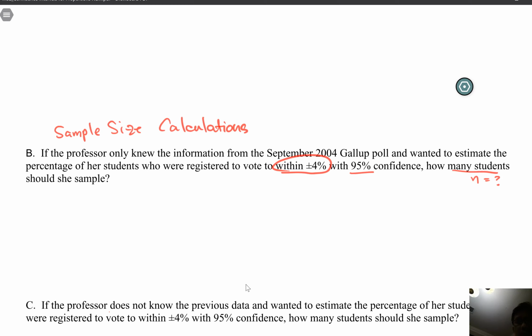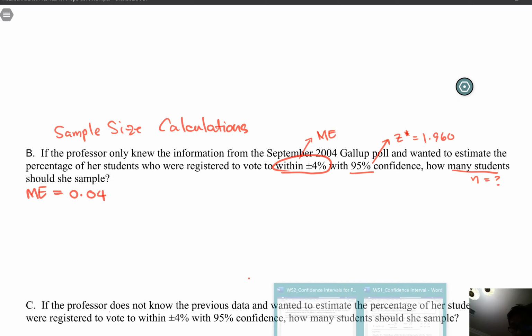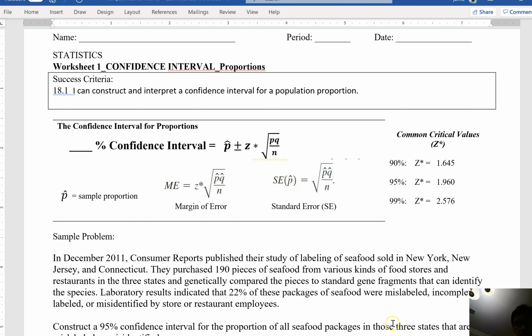This plus minus 4%, this is your margin of error. And then this 95% confidence, you are going to use a z-crit of 1.960. Okay, so what do we have here? We are given that the margin of error is 4%, in decimal form, it should be 0.04. If you look at our worksheet number 1, what is the formula for margin of error? It's this one right here.